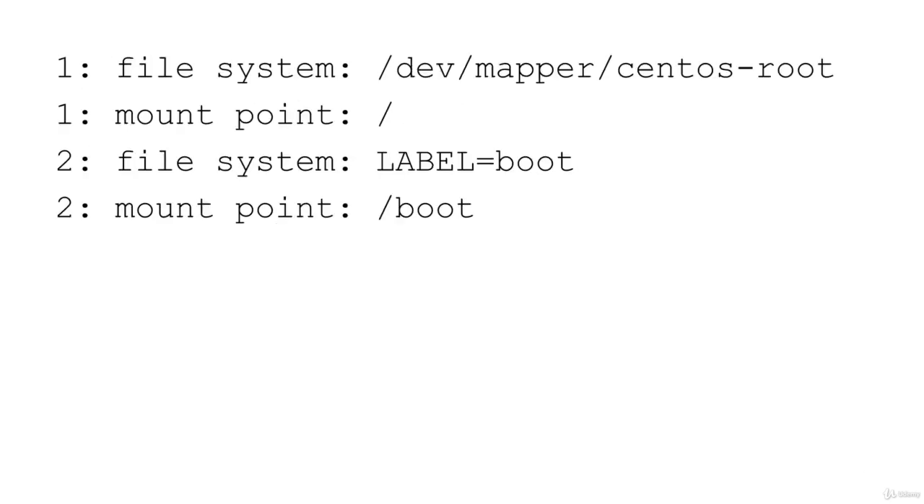This is the output of the script. You can see that the CentOS root file system gets mounted on /, while the file system labeled boot gets mounted on /boot.